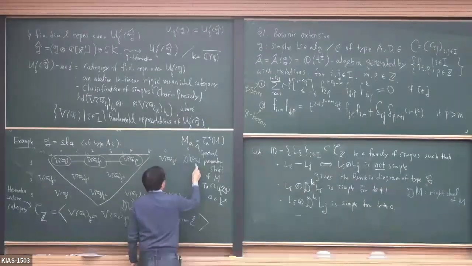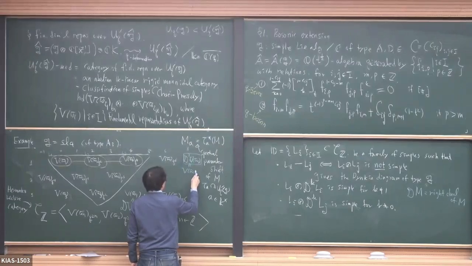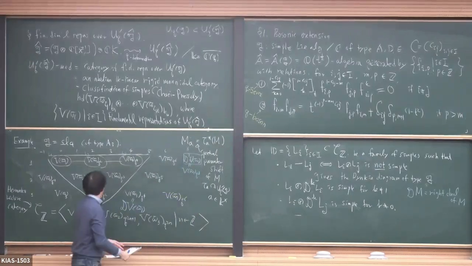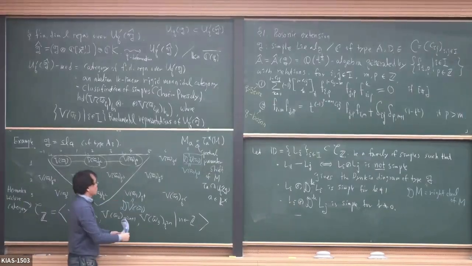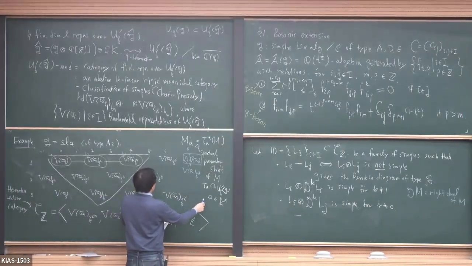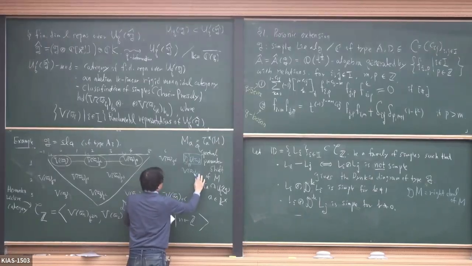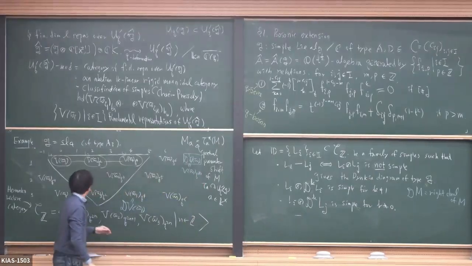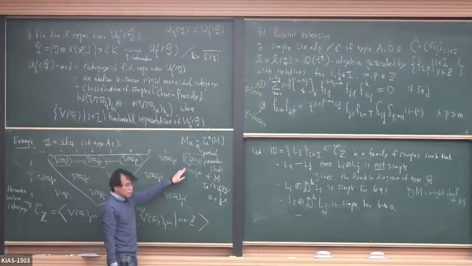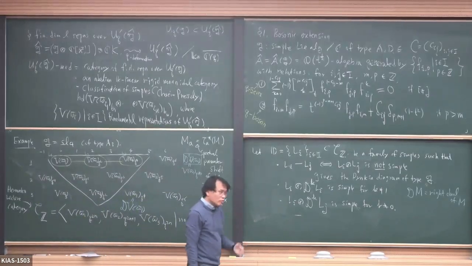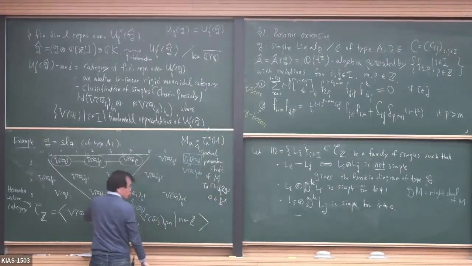For example, 1 q to the 8. So the right dual of this one is this one. The first right dual is this one, and if you take one more right dual, then you have this one, and so on. If you take left dual, then it goes to the left.